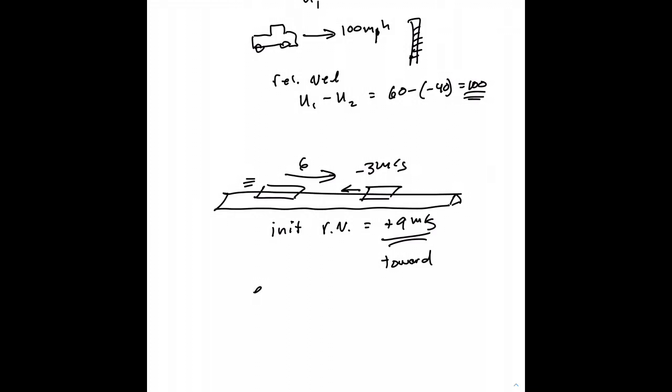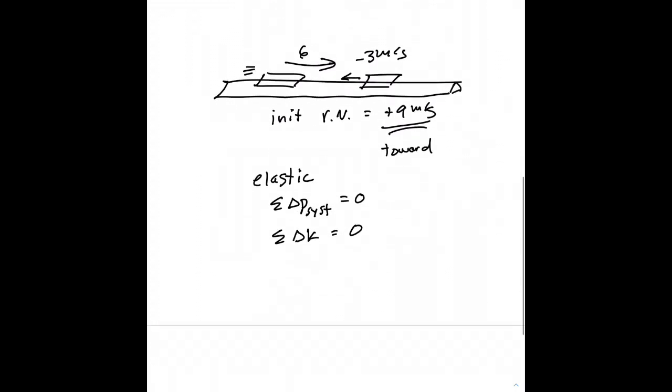So the only way that the collision can satisfy both conservation of momentum and conservation of kinetic energy is if the relative velocity is conserved in magnitude in the collision. If the relative velocity before the collision is 9 meters per second, then the relative velocity after the collision is 9 meters per second, except it'll change from being toward into away from one another.